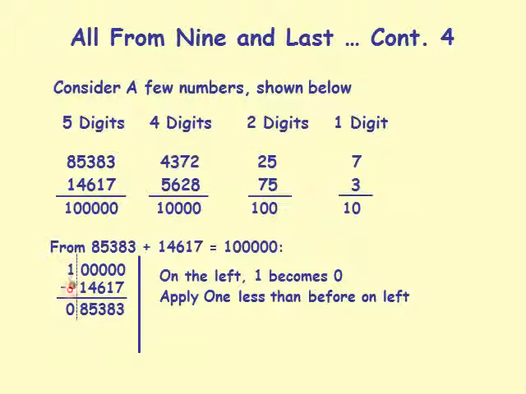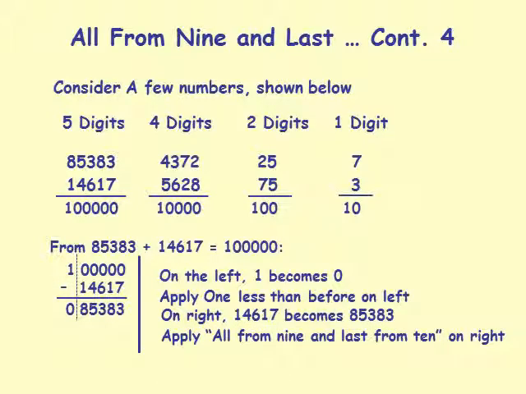And where do we apply that? We apply 1 less than before to the digit in the first row. So on the left, we apply 1 less than before to the digit in the first row. On the right, 14617 becomes 85383, and these two are all from 9 and last from 10 of each other. So we apply all from 9 and last from 10 on the right.